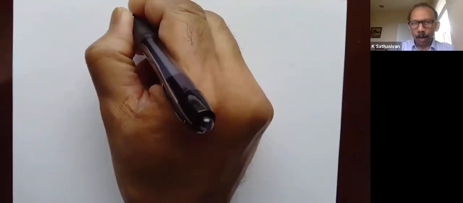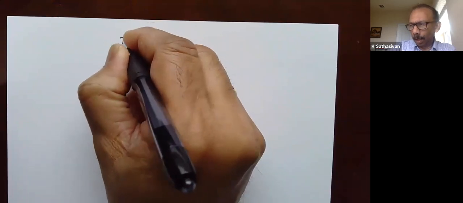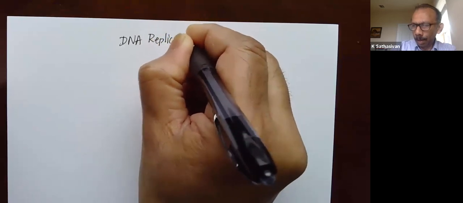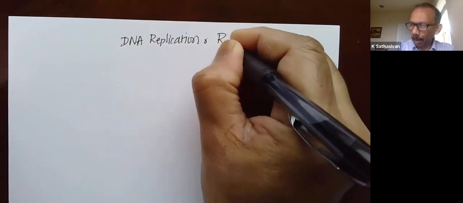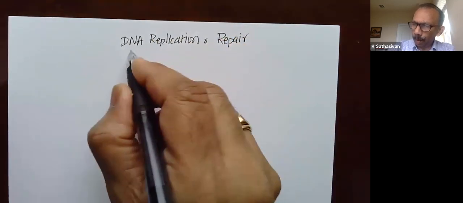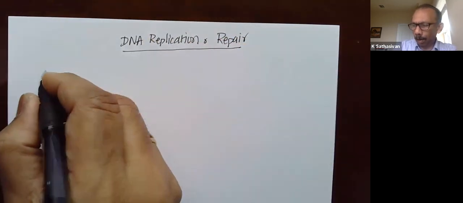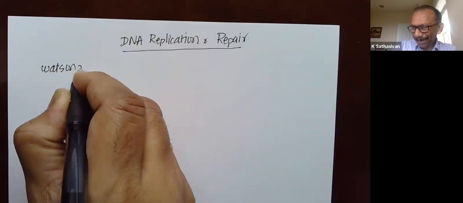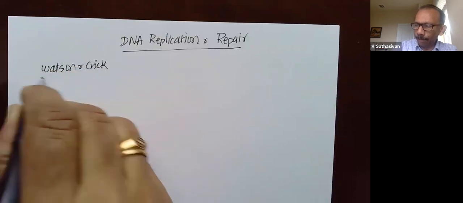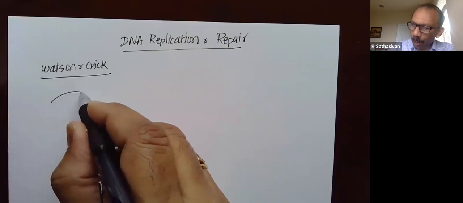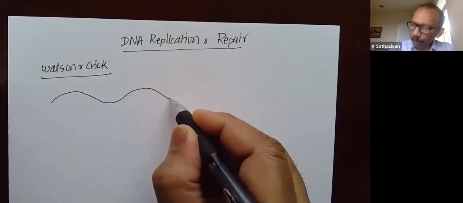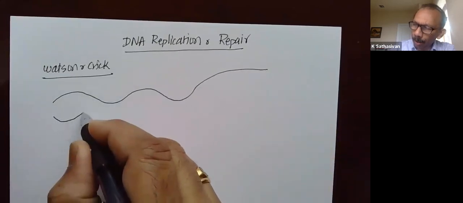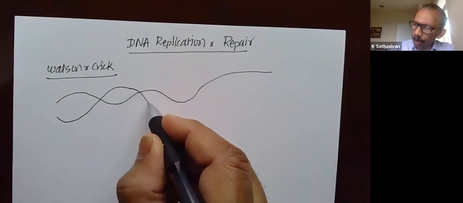So today we are going to look at DNA replication and repair. When Watson and Crick described the model of DNA as a double helix, they were also able to explain how the double helix will replicate.